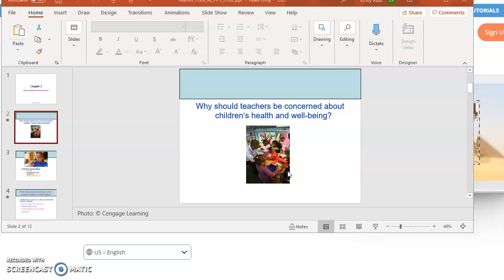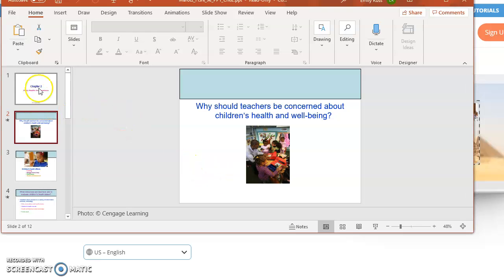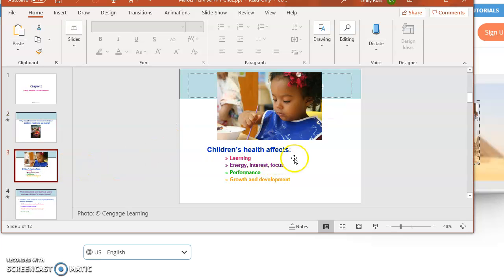Okay, so this week's module covers chapters 2 and 3 from your text, and chapter 2 is doing health screenings or health observations. And why should teachers be concerned about children's health and well-being? Well, because children's health affects their learning, it affects their energy, it affects their performance, and it affects their growth and development.